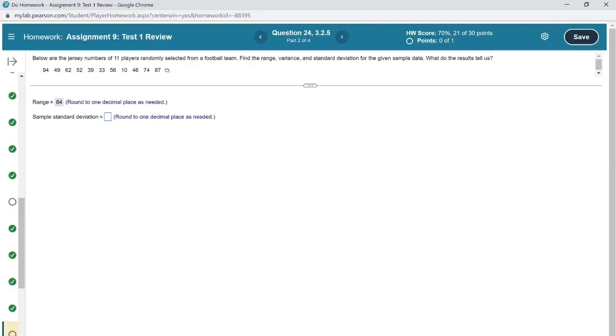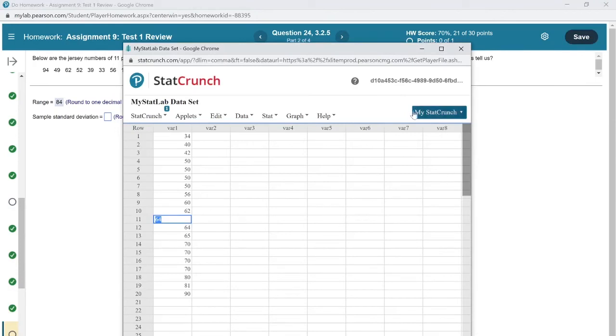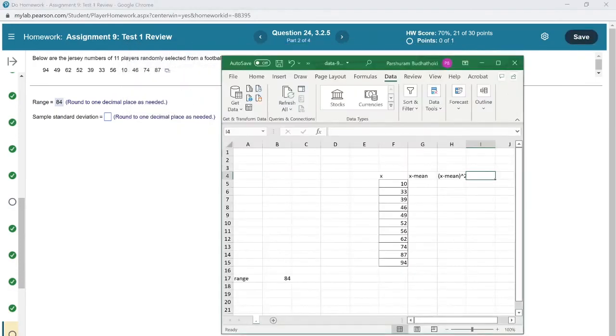Okay, we need to find the mean of this data. So the mean is the sum of the data, from here up to here, divided by the total number of data. As you can see, there are 11 data, so you just divide it by 11. So now the mean is 54.72727. So we need to subtract the mean from the data.